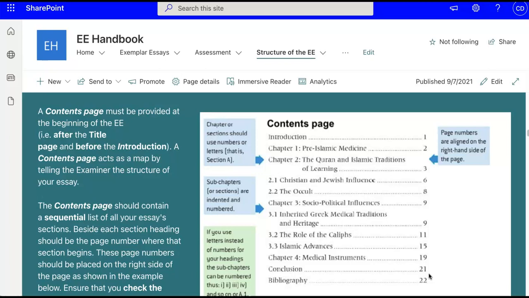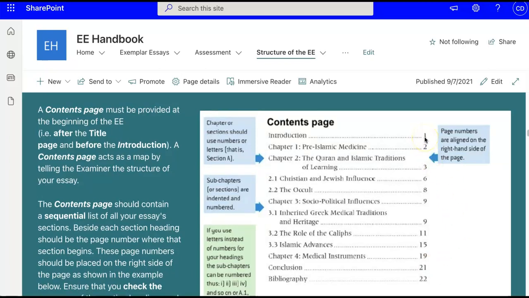If you make mistakes here, in other words, if your page numbers are not accurate, you will lose marks for criterion D, presentation. It's very important that your introduction starts on page 1. Your title page should not be numbered. Your contents page should not be numbered. So your introduction should be the first page, and that should be page number 1.